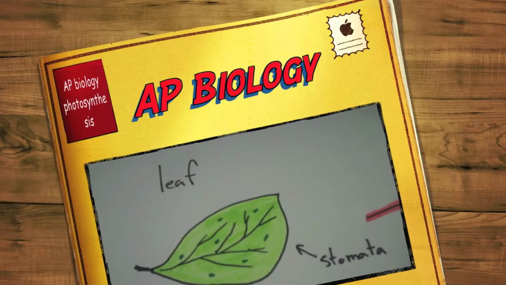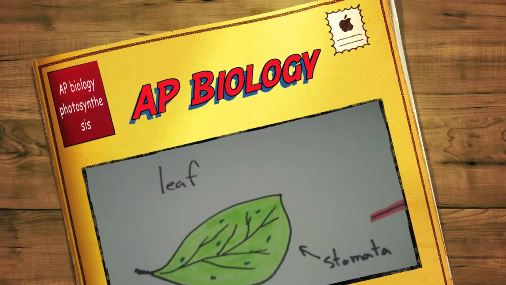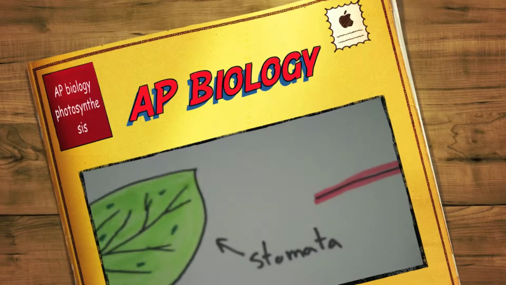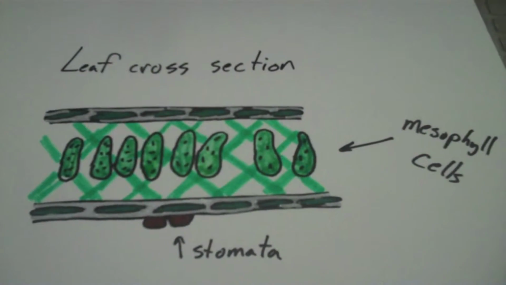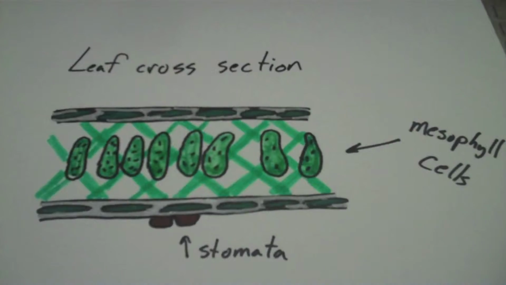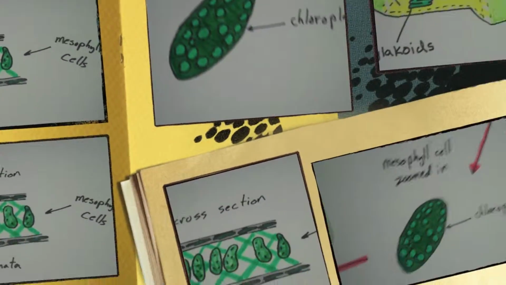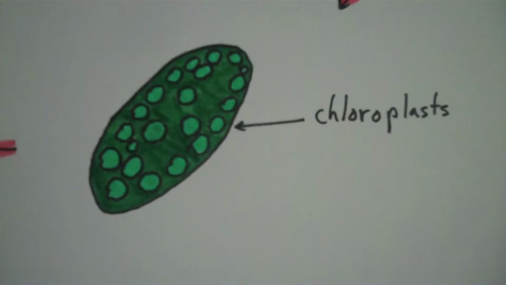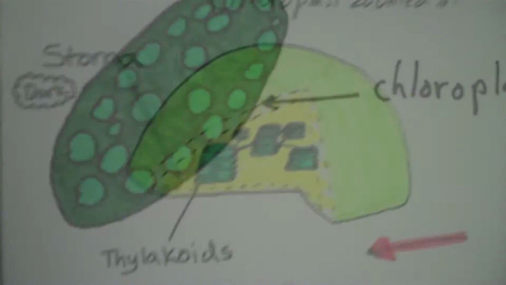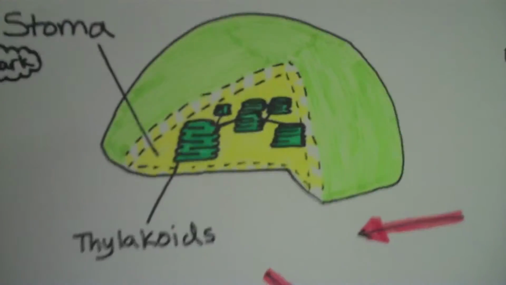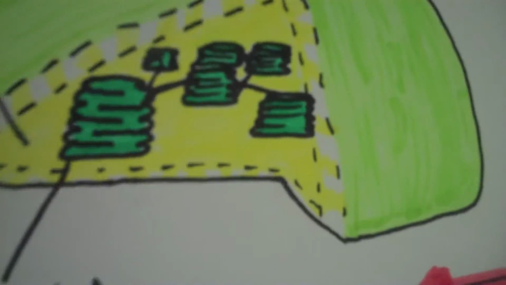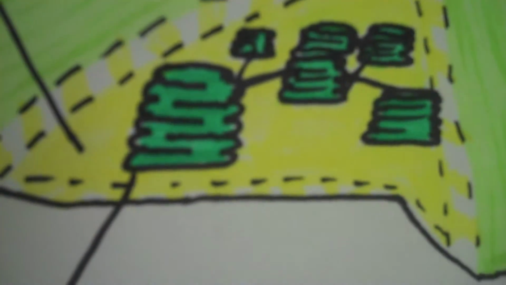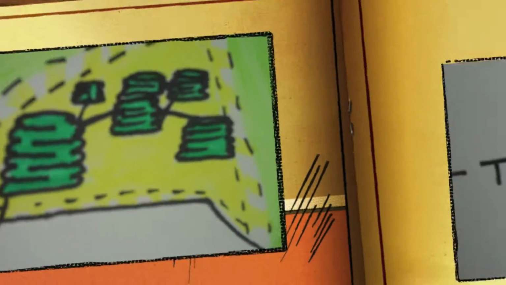To start the process of photosynthesis, we enter the leaf through the stomata. From the stomata, we go to the cross-section of the leaf, which shows the mesophyll cells. Inside the mesophyll cells, we find chloroplasts. In the chloroplasts are the thylakoids and the stroma. The stroma is the intracellular fluid, where dark reactions occur.